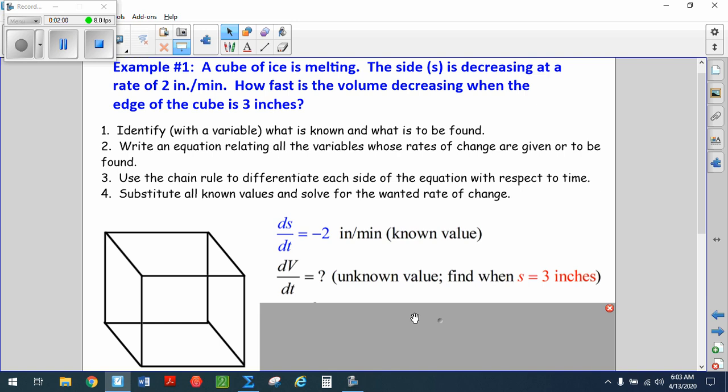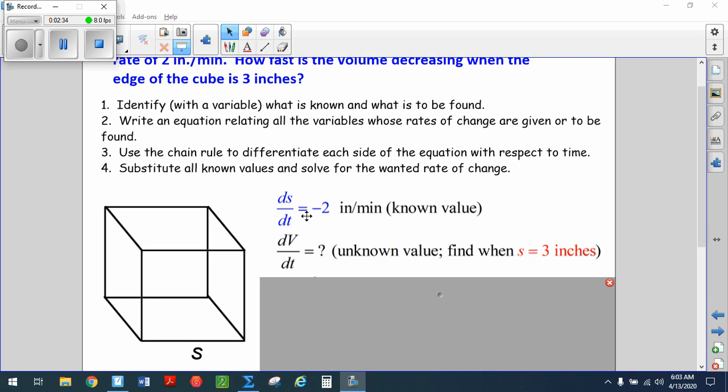They want to know how fast the volume is decreasing. We don't know that. The volume is going to be changing at a different rate depending on how big the shape is. Like it could be going faster or slower at the beginning than it is towards the end. So find the volume and the rate at which the volume is changing precisely at the moment when each side length is 3 inches.